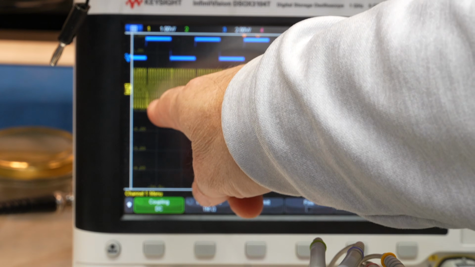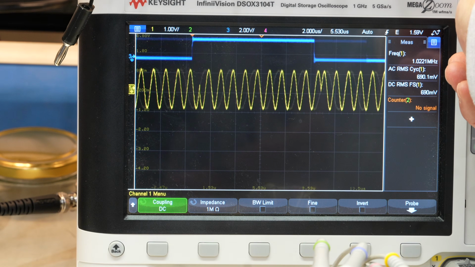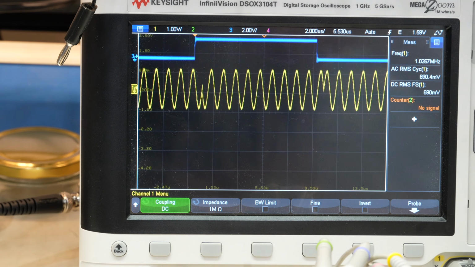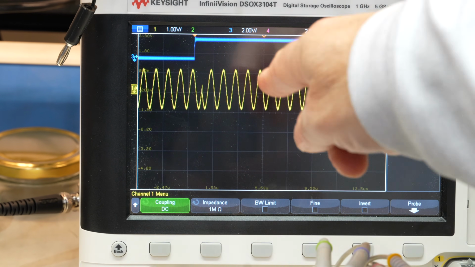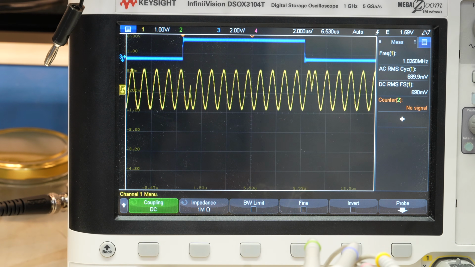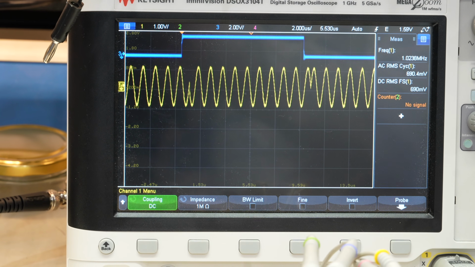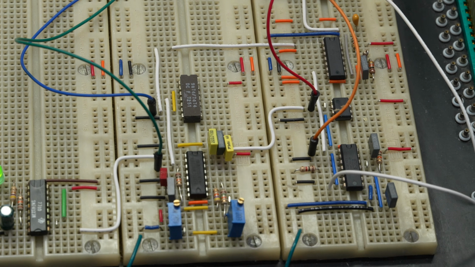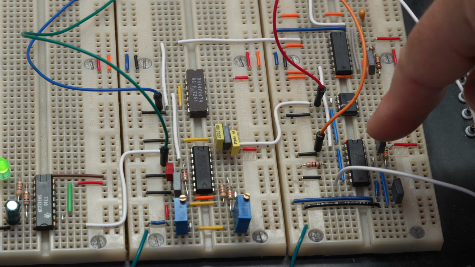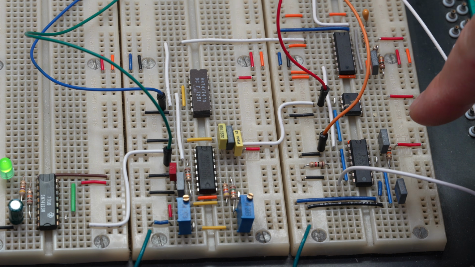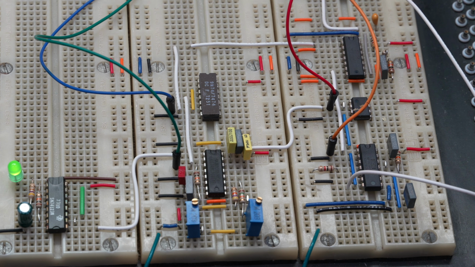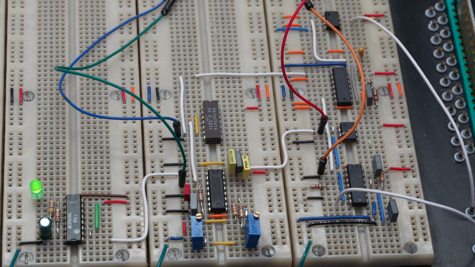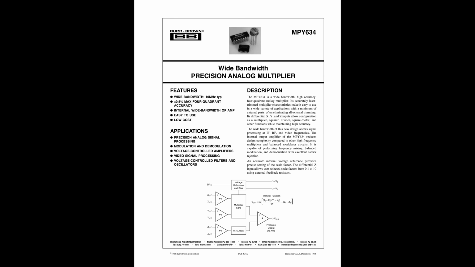So I want to retrieve the 1.024 MHz carrier, but since the phase is varying all the time, it's not obvious how to do it until you realize that if you square this, you'll get a carrier at twice the frequency. And for that I use this little circuit over here, this little fellow, which is an MPY634. It's an analog multiplier. I feed it the signal on both of its inputs and it's going to give me the square out.